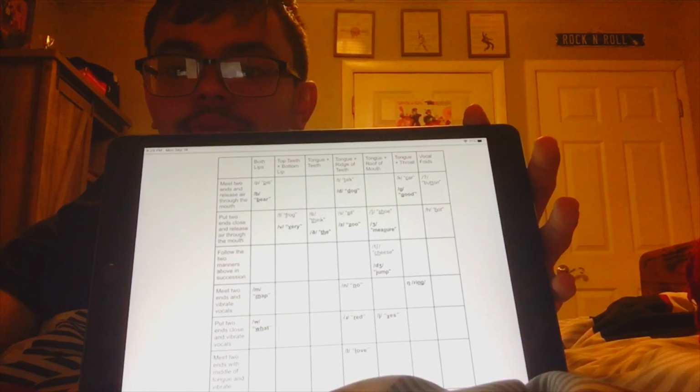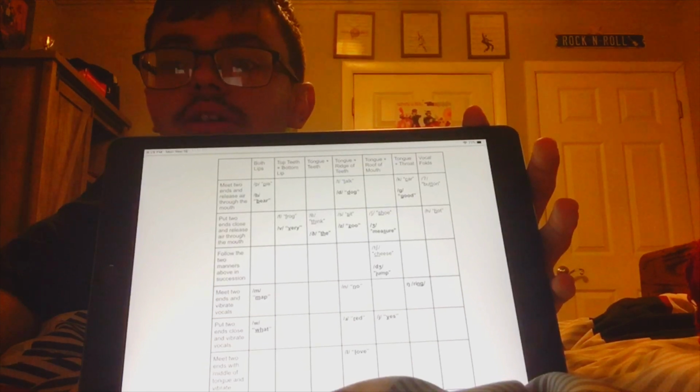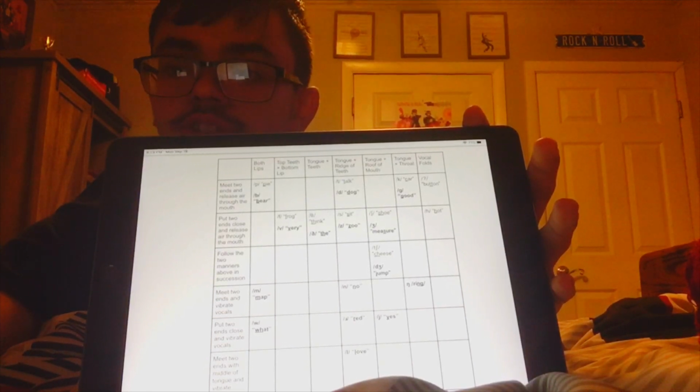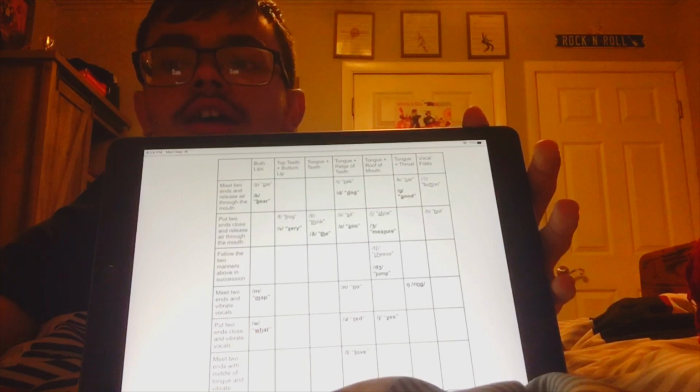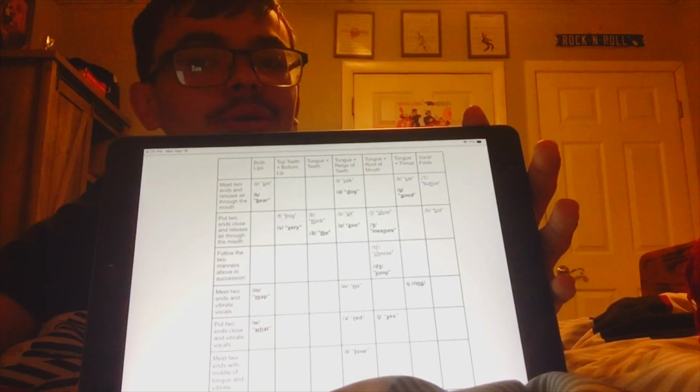Well, there you go. I hope this chart can be a reference to help you out if you're a little kid or a non-native English speaker and you struggle with any of these sounds. Now, let's move on to the vowels.